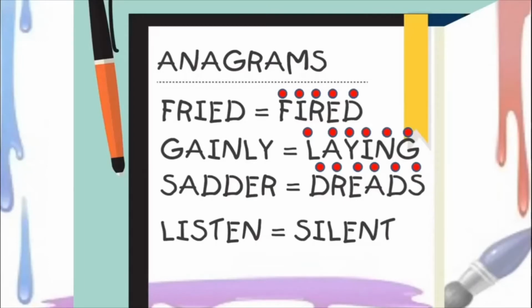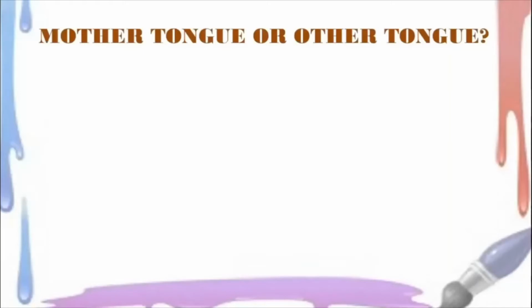So let us go to the next very interesting vocabulary exercise over here, and that is called mother tongue or other tongue. So mother tongue means the language into which we are initiated since we are born. When we were very young, the language in which our mother taught us to speak the basic words is called our mother tongue. So the mother tongue of different people can be different. And other tongue means the other languages that we learn.